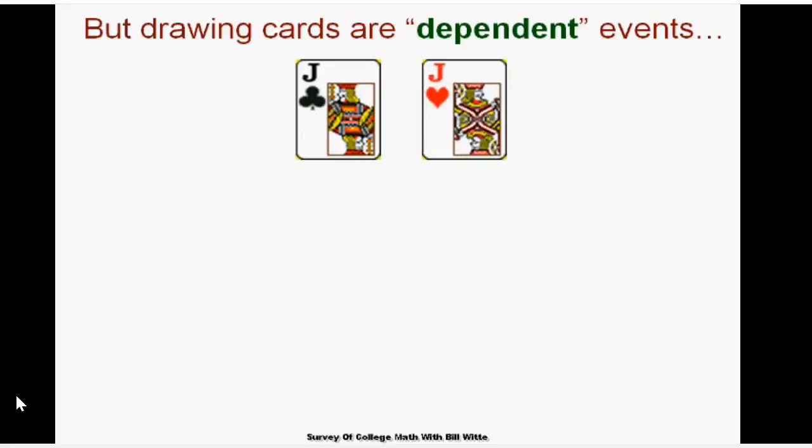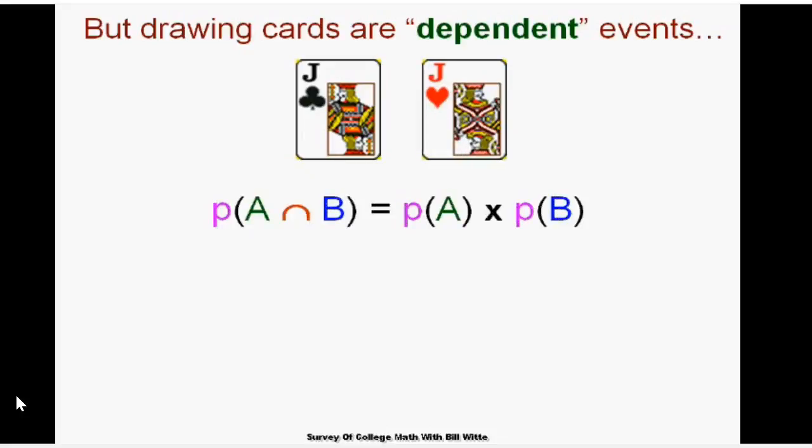Remember pulling our 2 jacks? The probability of pulling both jacks from a deck of 52 cards is not going to be the probability of getting 1 jack times the probability of getting another jack, because we didn't replace it.